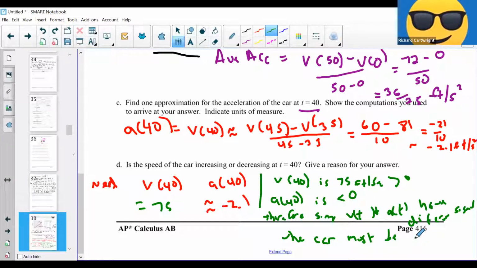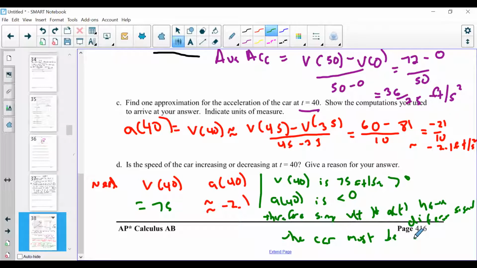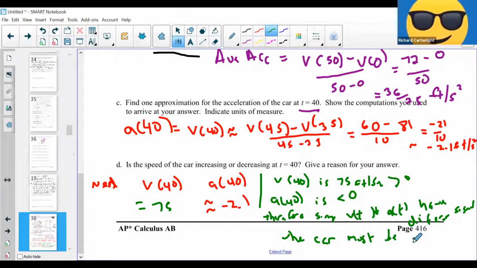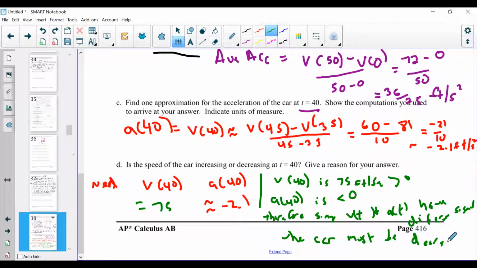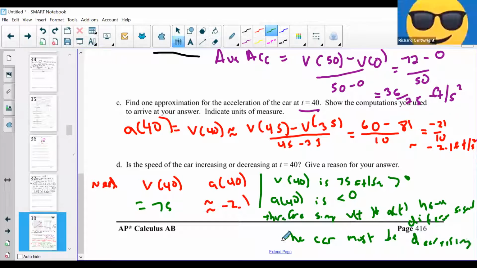Signs are different. Decreasing. What'd you say? Decreasing or increasing? Decreasing. Very good. Decreasing. Just make sure you tell it where, at t equals 240, because it's not always decreasing. It just will happen to be there, okay?